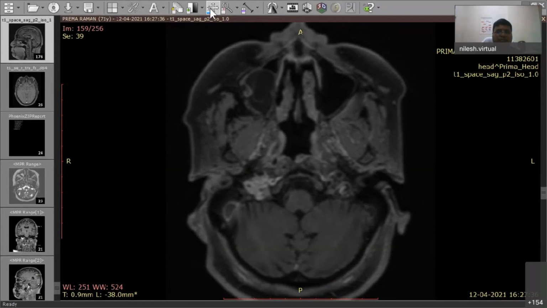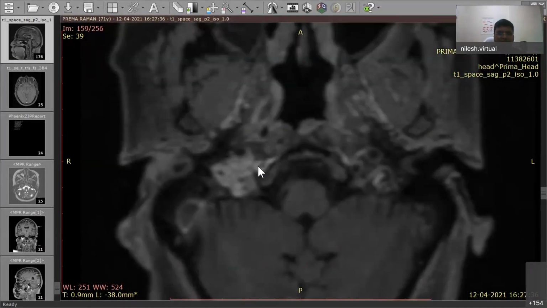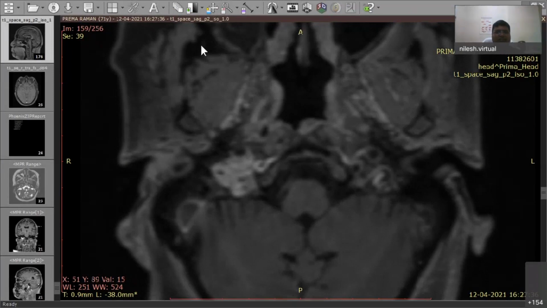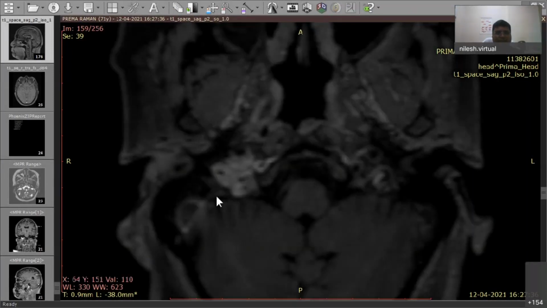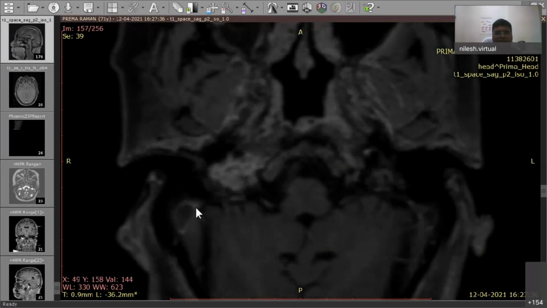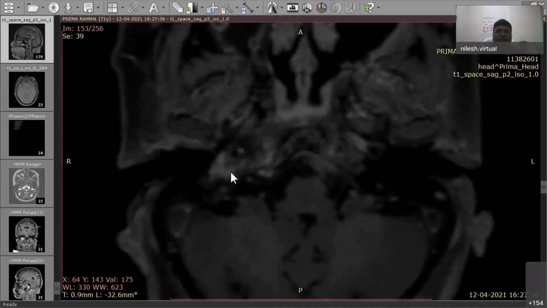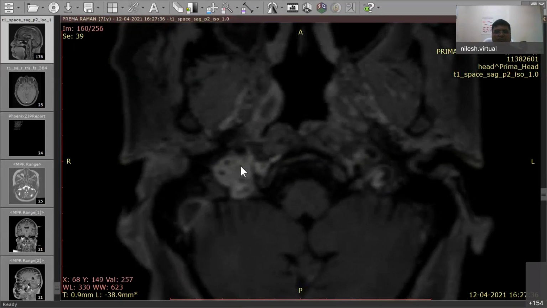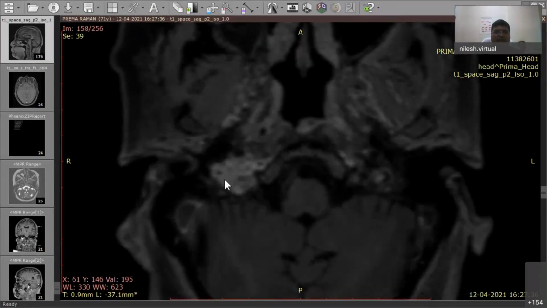So you can see salt and pepper appearance in the jugular foramen. You can see flow voids of the feeding vessels. So this is an intensely enhancing mass. You can see the flow void even in the sigmoid sinus also. So whenever you see the salt and pepper appearance in the jugular foramen, it is diagnostic of the jugular foramen paraganglioma. That is tympanojugular paraganglioma.